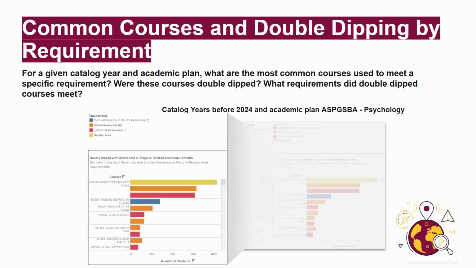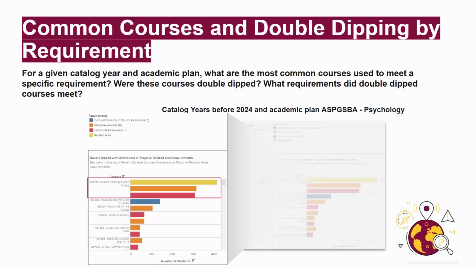The chart on the right shows the other requirements met by those courses that we saw earlier. The color of the bar indicates the requirements, with their legends at the top of the chart. And as an example, we can see for ASB 222, the students who took that course have also used that course to meet a related area requirement, indicated by the yellow colored bar, followed by the global awareness requirement, the orange colored bar, and historical awareness, the red colored bar.